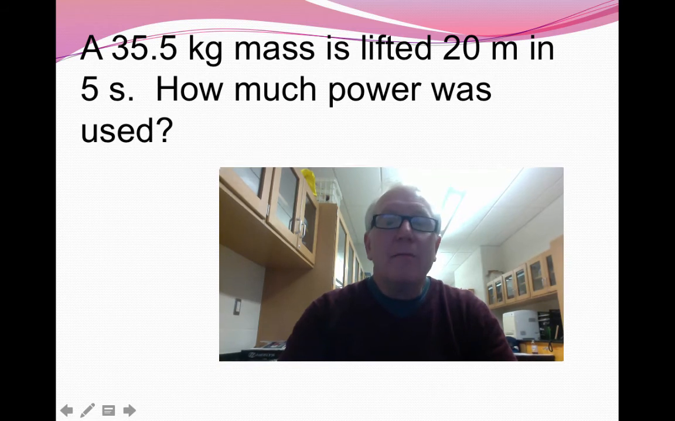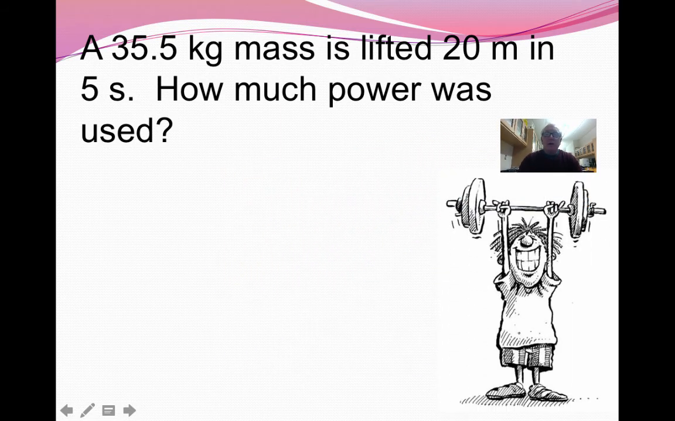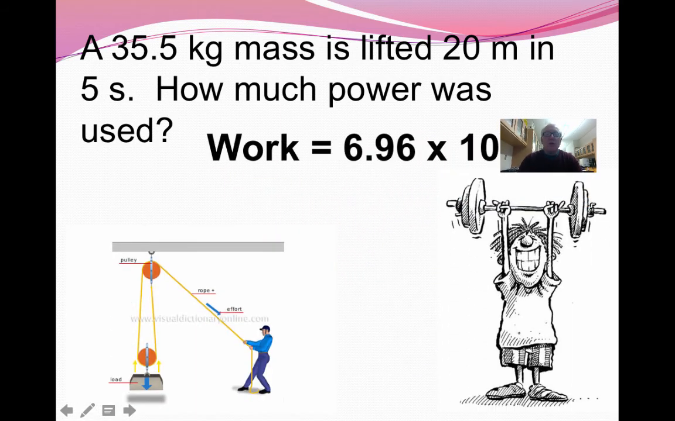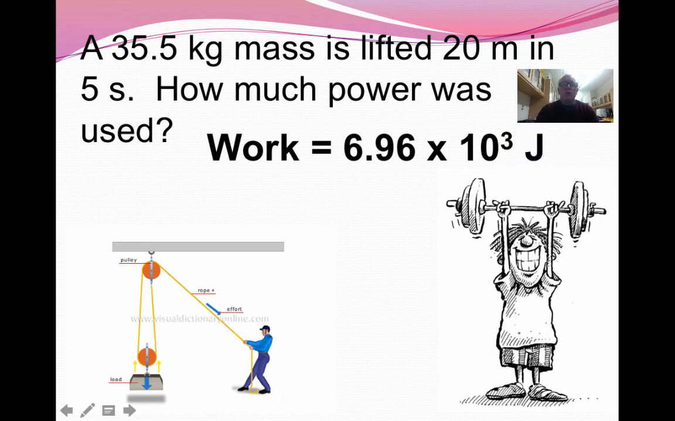Okay, welcome back. And here, yes, you got that happy person lifting weights. There's another way of doing it. And there is the work. Well, how did I figure out the work? Well, I'm going to tell you. What I did for the work was it's force multiplied by distance. So I multiplied the mass, the 35.5 kilograms, by 9.8. So 35.5 kilograms multiplied by 9.8 would give me the force. And then if I multiply that by the distance 20, there's my work value.